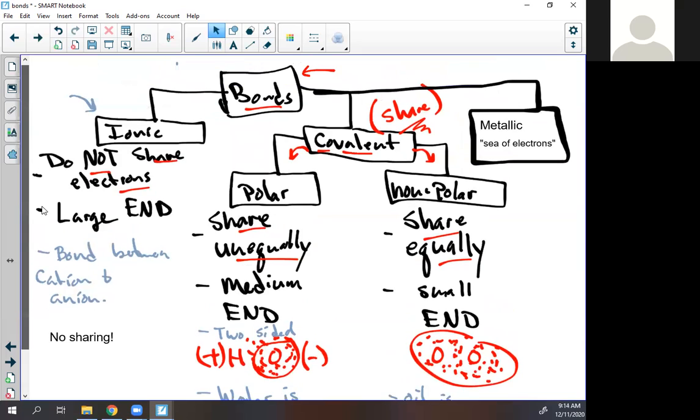Okay, then metallic bonds, which we'll talk about with like 2 slides. A metallic bond, just remember, it's a sea of electrons. That will help you get both answers right. And in the notes in a minute, I'll actually talk through those. Okay, so fill that in real fast.